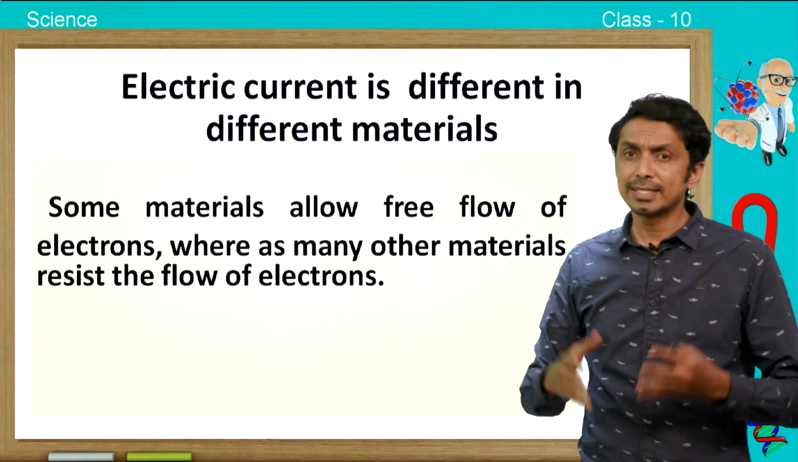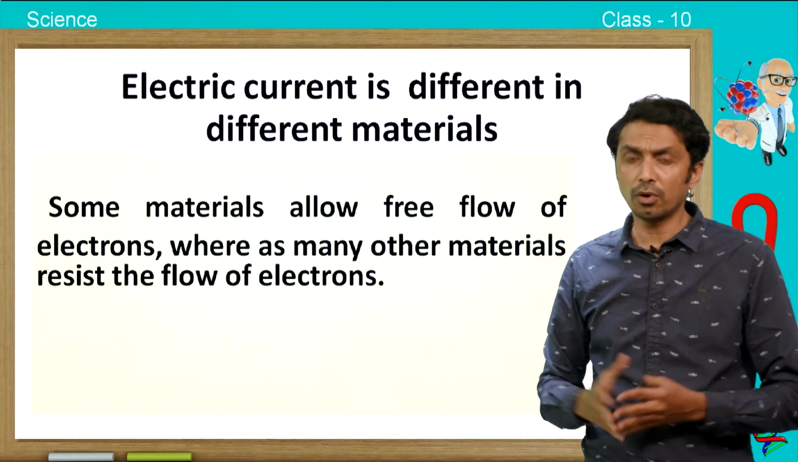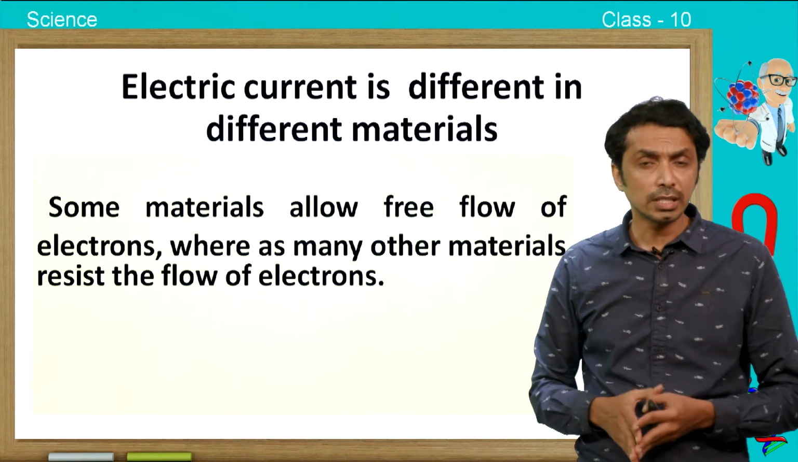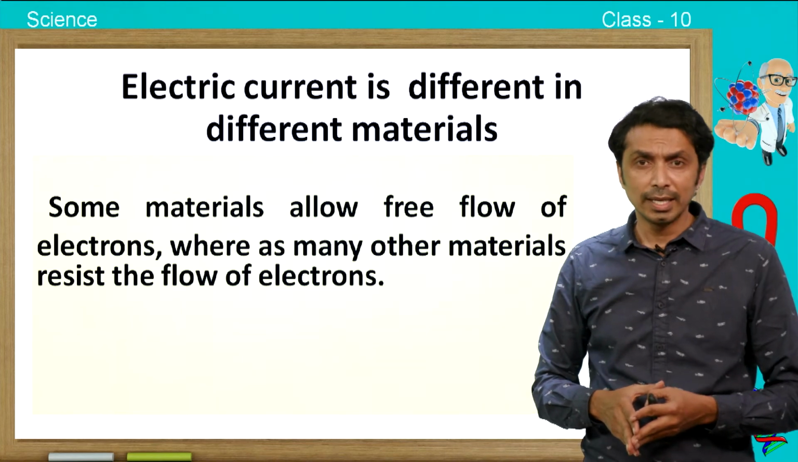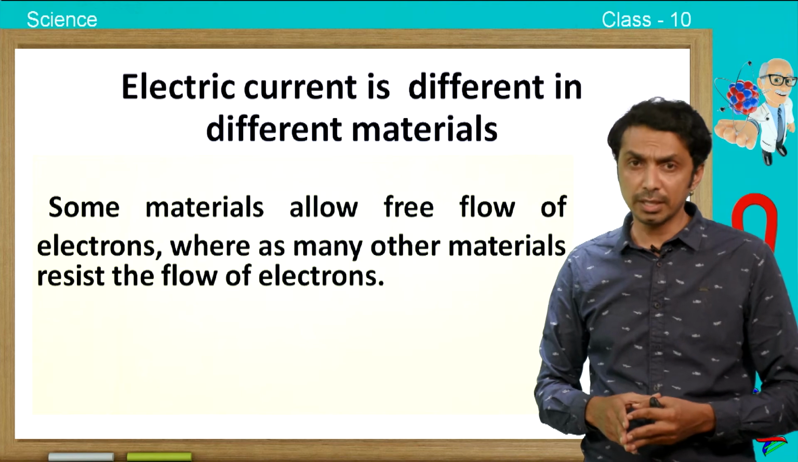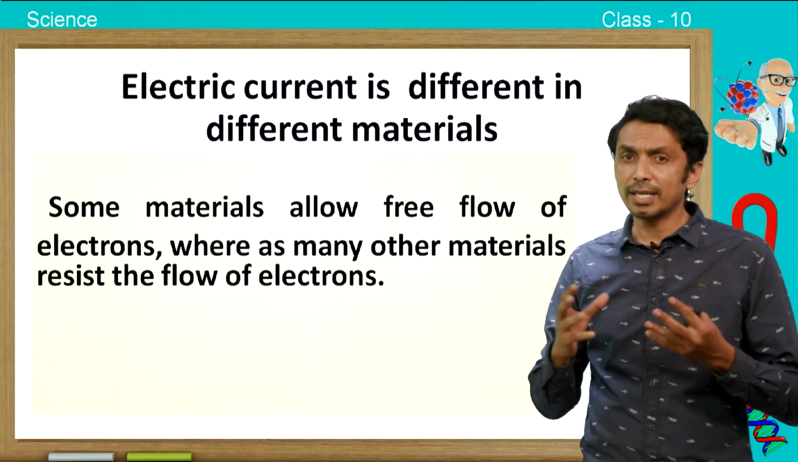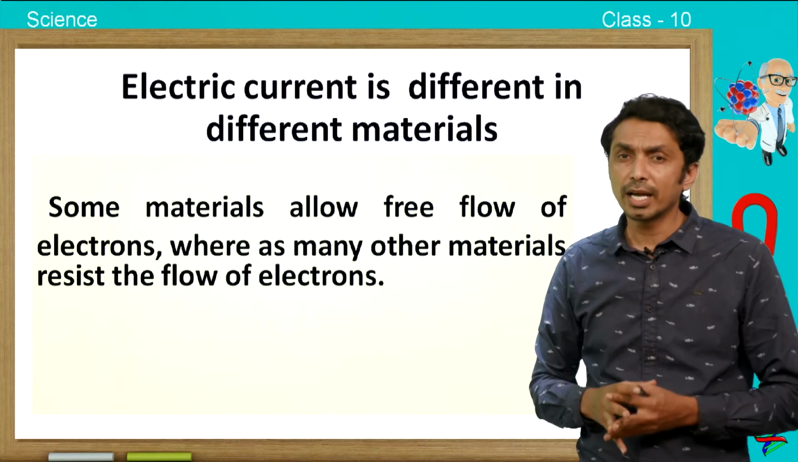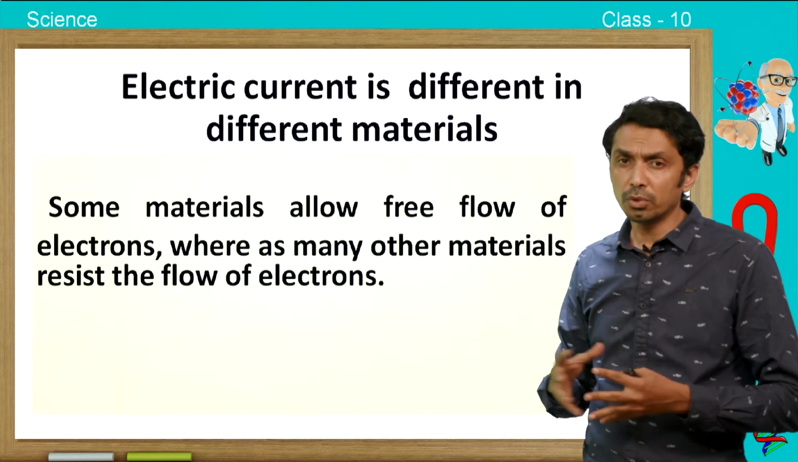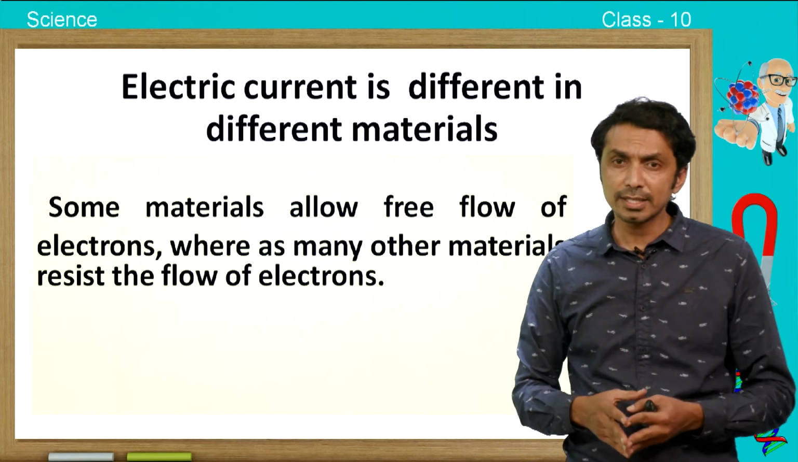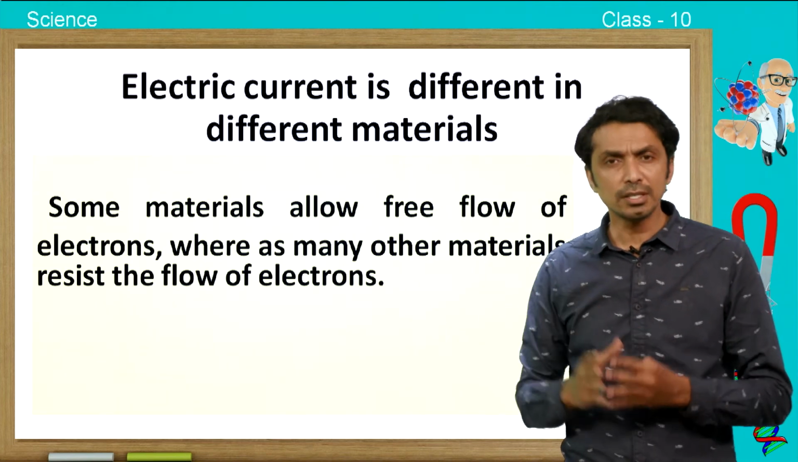So, some materials allow free flow of charges, whereas some materials do not allow such free flow of charges. This is because of the atomic arrangement inside those materials, where the atoms attract the free flowing electrons more in some substances, whereas in good conductors the free flow of electrons is more.